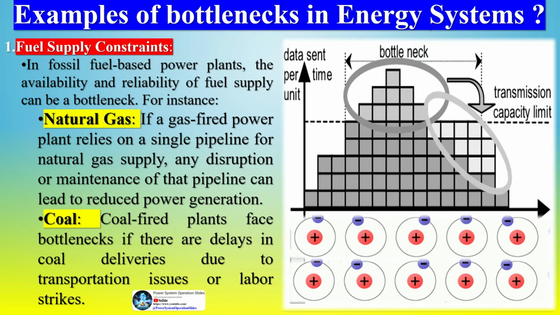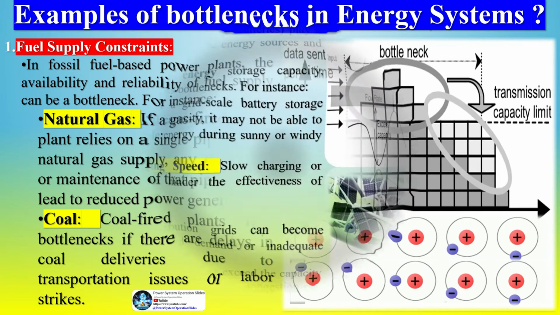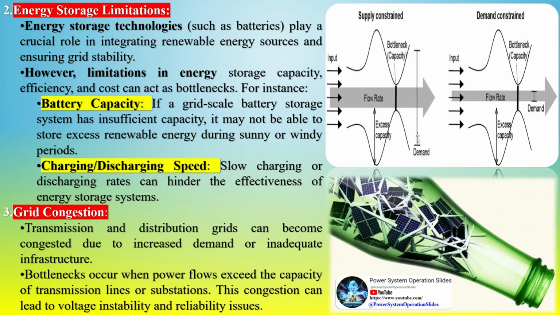Grid congestion. Transmission and distribution grids can become congested due to increased demand or inadequate infrastructure. Bottlenecks occur when power flows exceed the capacity of transmission lines or substations. This congestion can lead to voltage instability and reliability issues. Intermittency of renewable energy sources. While renewable energy sources like solar and wind are essential for decarbonization, their intermittency poses challenges. The inability to predict when the sun will shine or the wind will blow creates bottlenecks in grid management. Grid operators must balance supply and demand in real time.